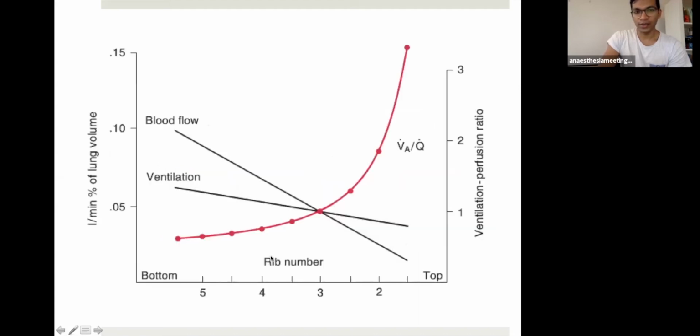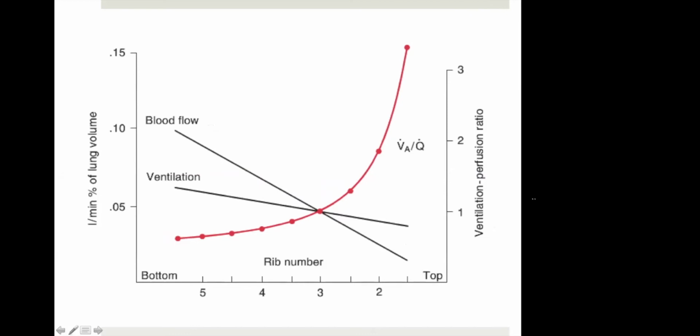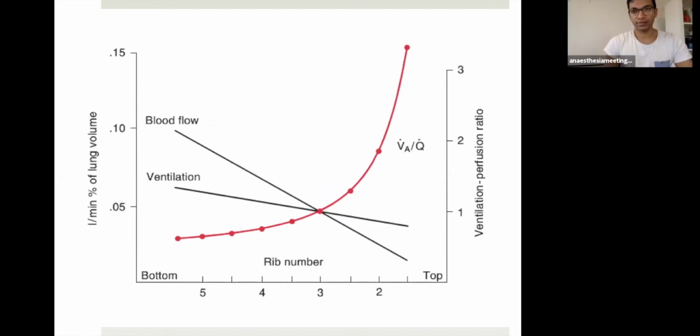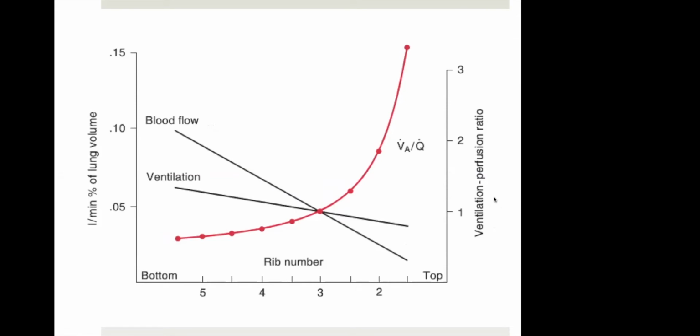Okay, I think someone already explained this, but Alex, you're next there. Do you want to just talk about this briefly? Okay, so looking at this graph, on the x-axis, we've got the number of ribs, so essentially from top to bottom, running from right to left. And on the y-axis, I guess it's the volume of lung that is perfused or ventilated.